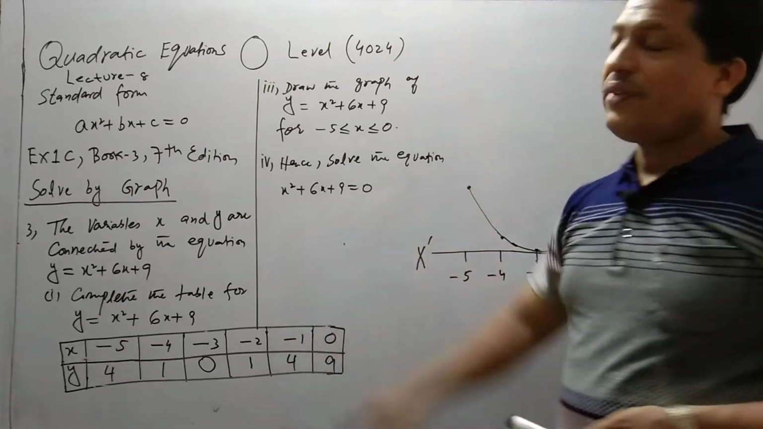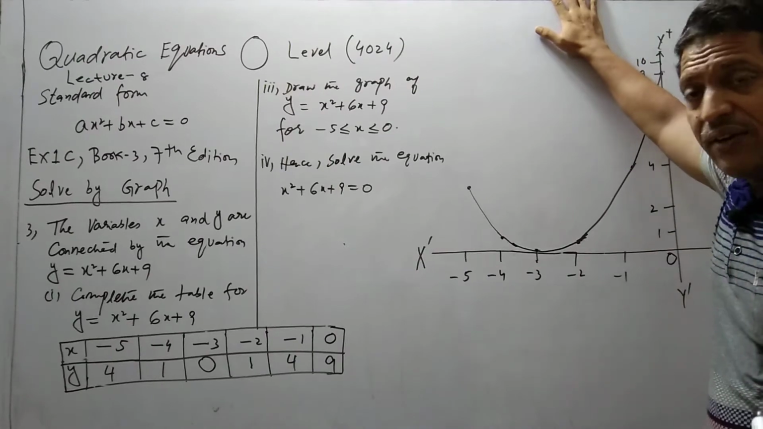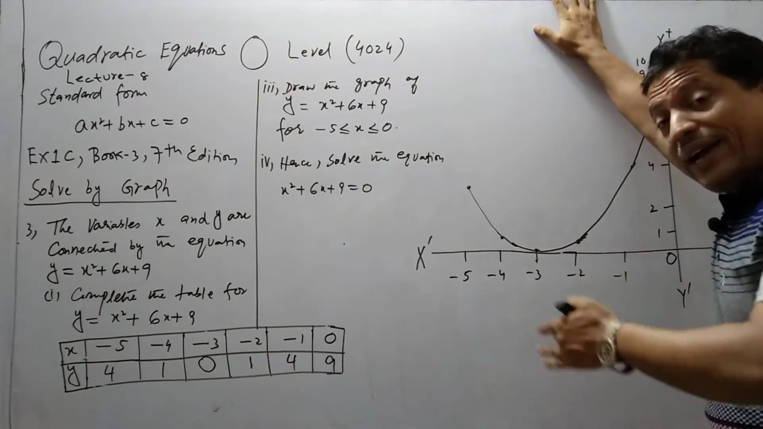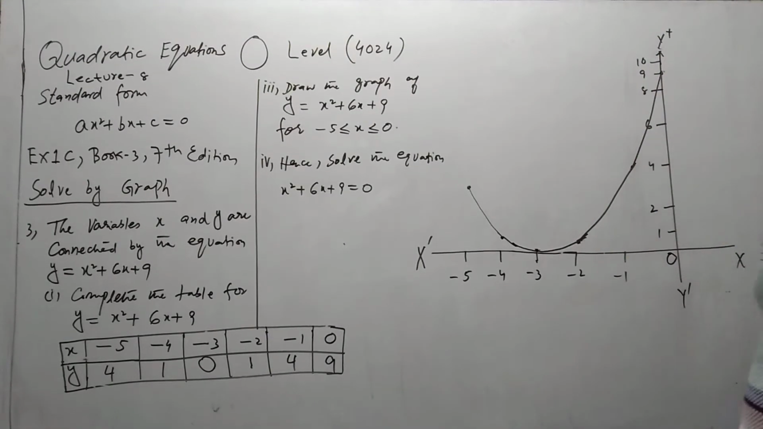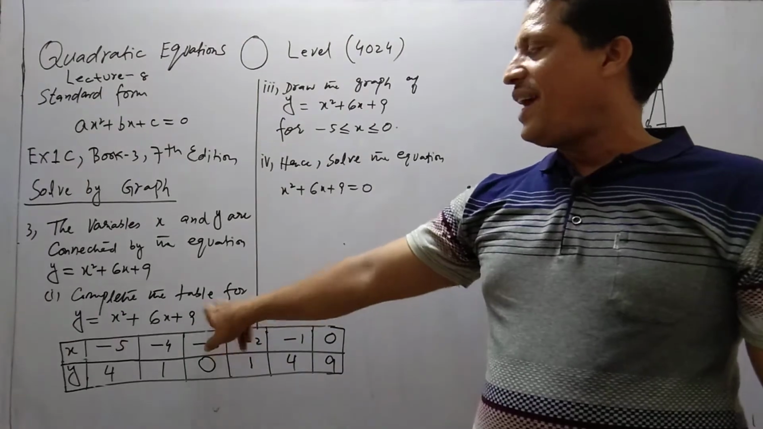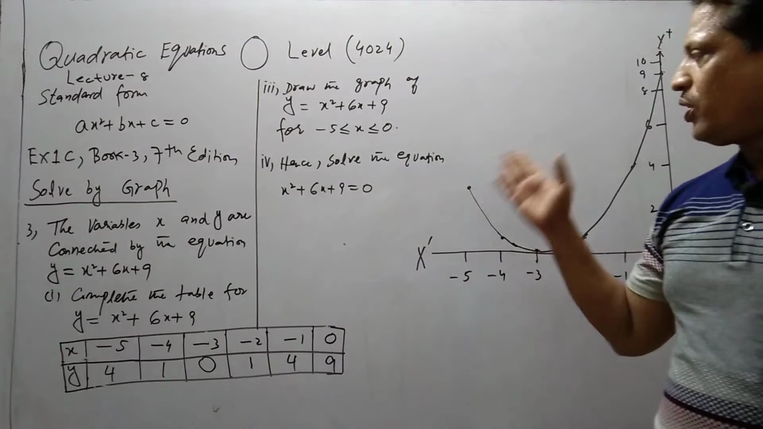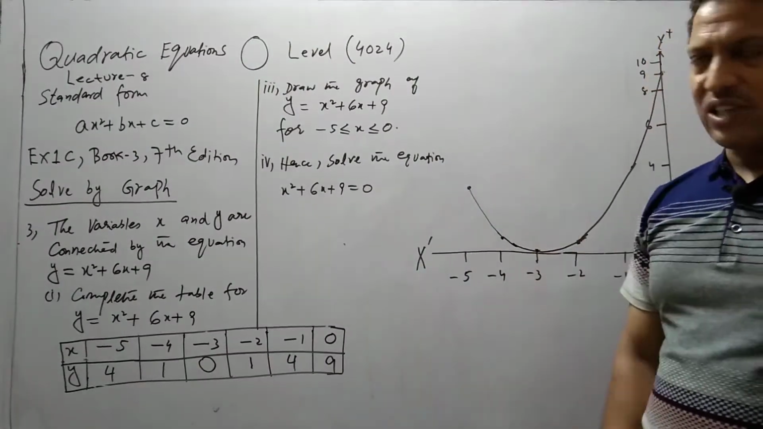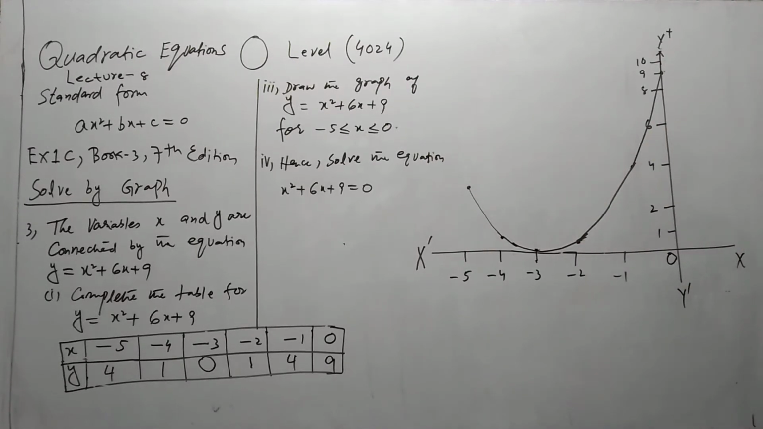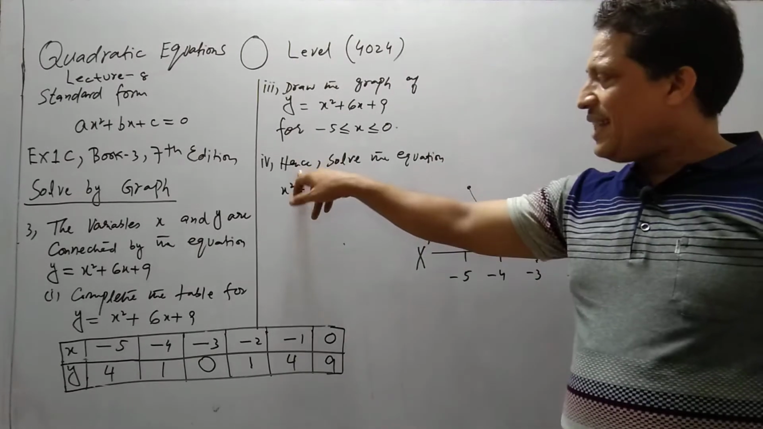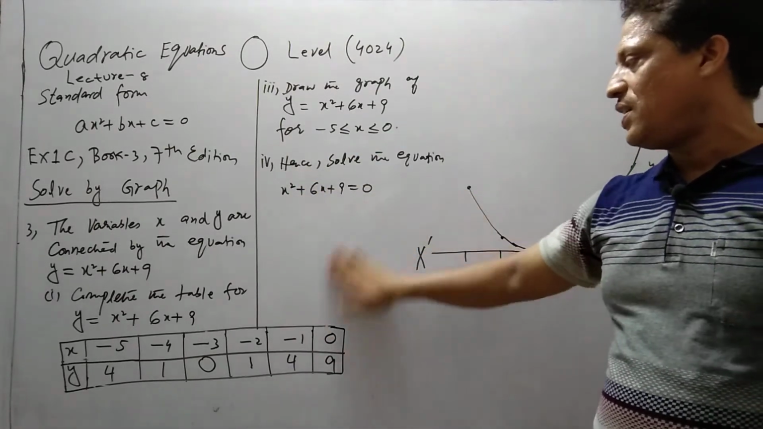Now, what is the first part? You can draw a much better graph as compared to me because I don't have graph paper, but you have graph paper. Okay, what was the first part? Complete the table for y is equals to x square plus 6x plus 9. We completed it. How to complete? You can watch my lecture. Draw the graph of this. We have drawn. Now, the final question is, hence solve the equation x square plus 6x plus 9 is equals to 0.